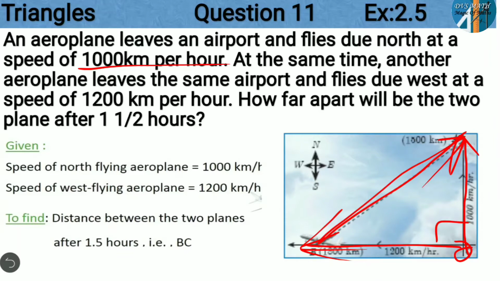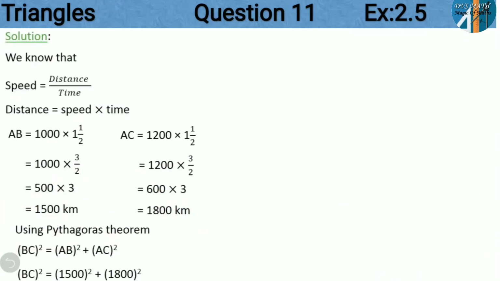Okay, so let's start. So first let us write the given, that is speed of north flying aeroplane, that means the plane which is flying towards north, it is 1000 km per hour, and speed of west flying, or the plane which is flying towards west, it is 1200 km per hour. What to find here? We have to find the distance between the two planes after 1.5 hours, or you have to find BC. You have to find BC now.